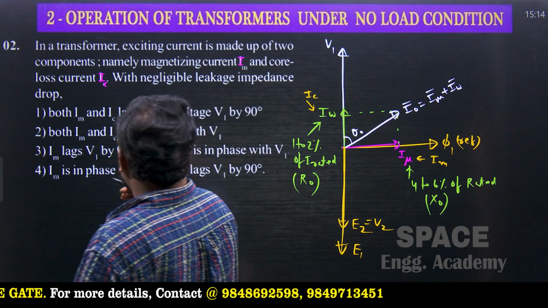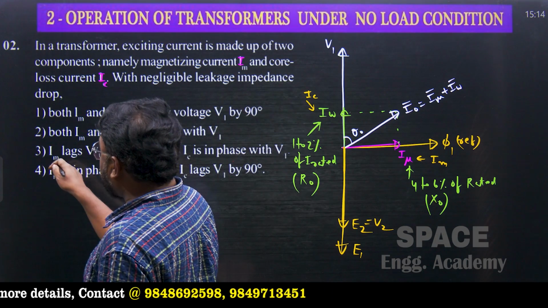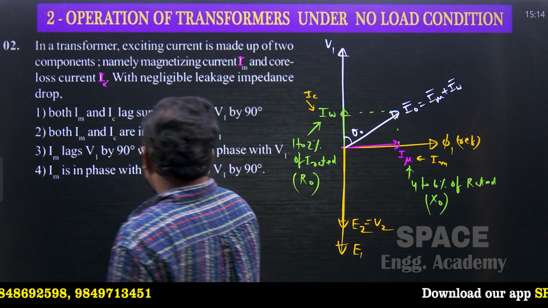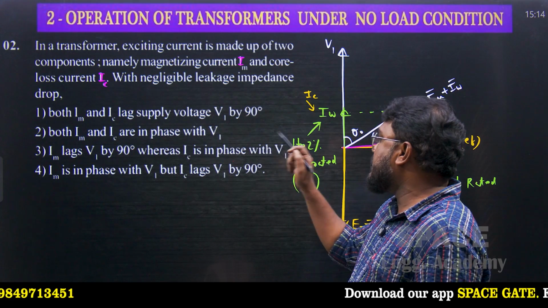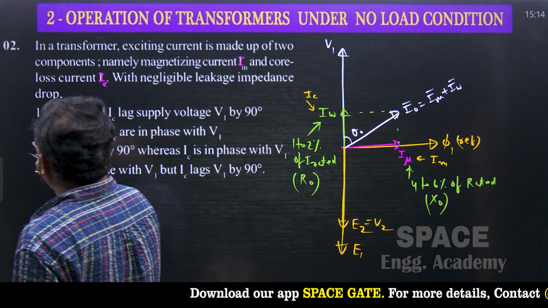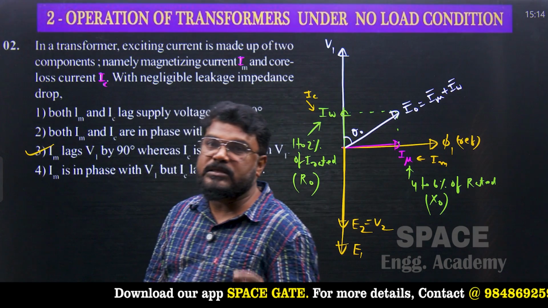Now see option number 3: magnetizing current lags the applied voltage by 90 degrees, whereas the core loss component of current is in phase with the applied voltage V1. So option 3 is correct for this question.